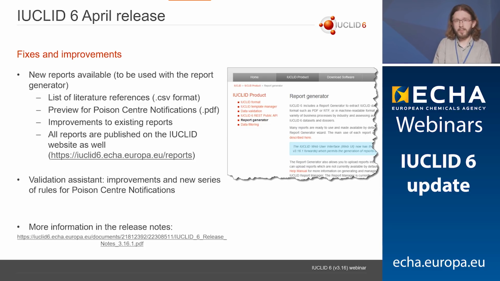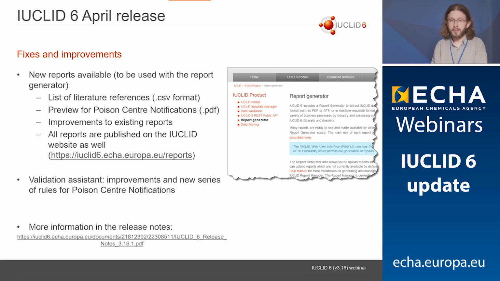So all these reports are included in this new release of Euclid, and you can also download them on a dedicated web page on the website under Euclid Product Report Generator. These report templates can be useful if you want to customize them, slightly modify them, and using the Report Manager functionality of Euclid, you can import these modified templates or your own templates to generate the report you would like.